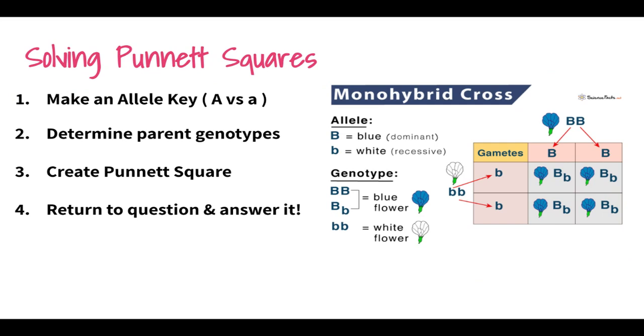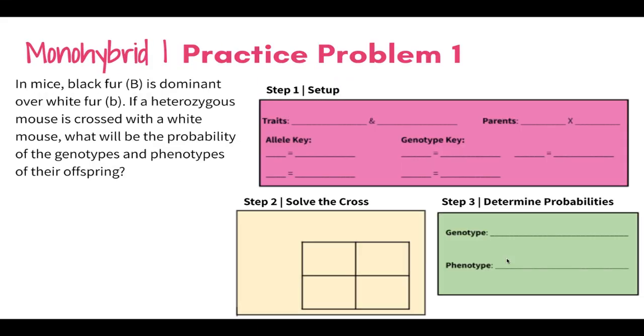These steps are just the basics of how you are able to set up a Punnett square and solve for it. You don't necessarily need to be this detailed every time. For example, step one is really good for when you're first learning about the different types of Punnett squares that we're going to go through. But ultimately, if you're able to do 2, 3, and understand the concept of 4, you'll be good. So let's go ahead and do the first practice problem together.